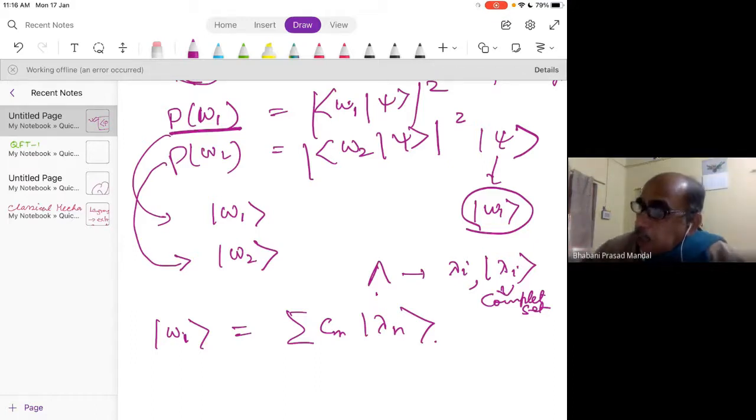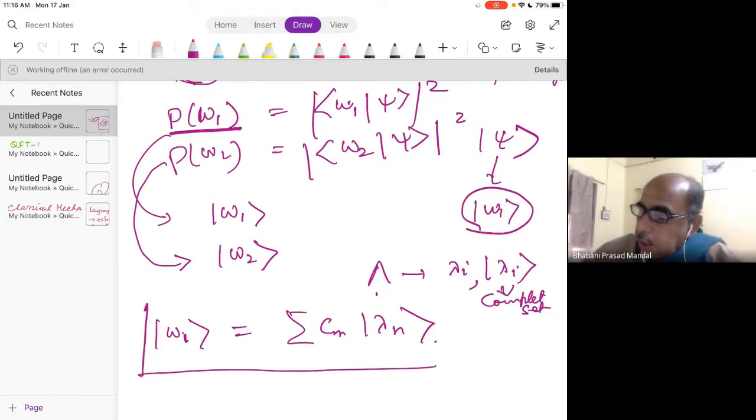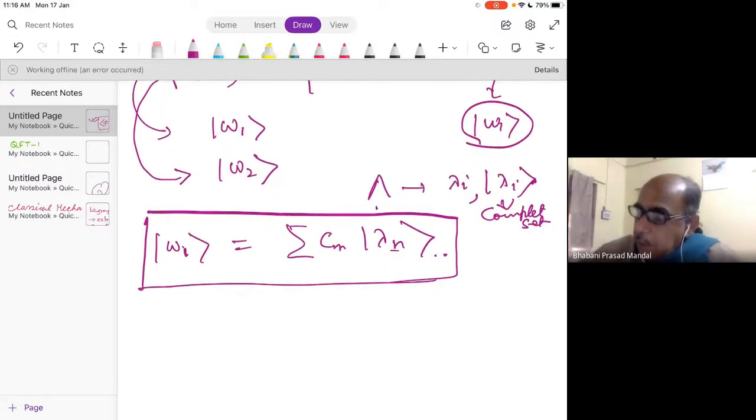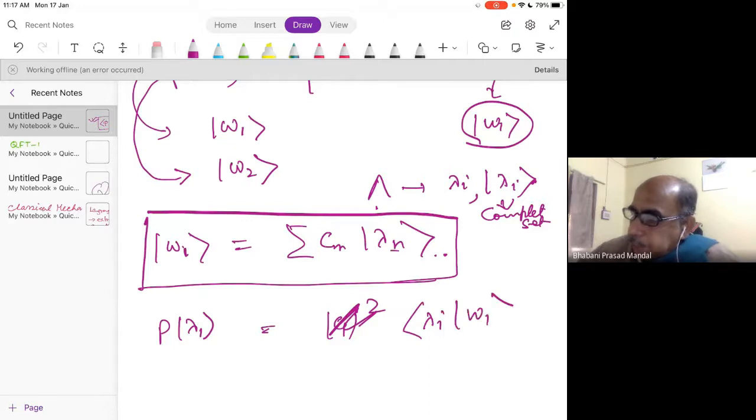So any wave function which is not an eigenfunction of the observable you are measuring, you can always write in terms of a complete set, which you have learned in Fourier series. If you have a function, it can be written in terms of a complete set of orthonormal functions. Exactly the same thing I am doing. Now, if you want to measure lambda 1, then the probability of getting lambda 1 will be C1 mod square. You have to take this inner product. Let me write one more step. Lambda 1 omega 1, which is lambda 1, so not I 1.